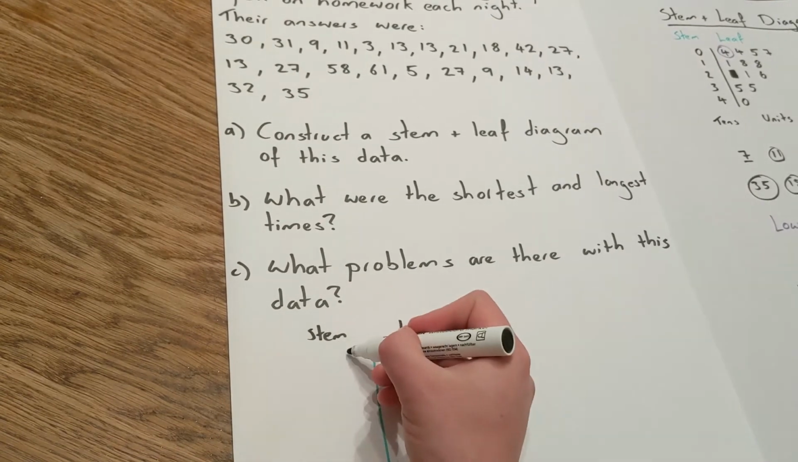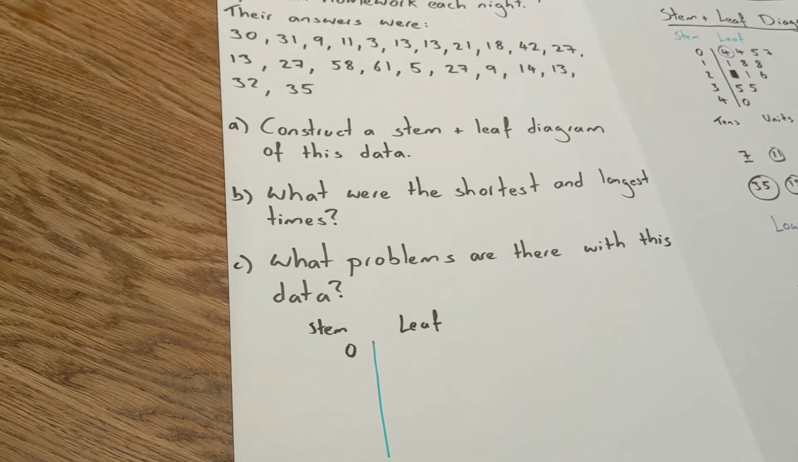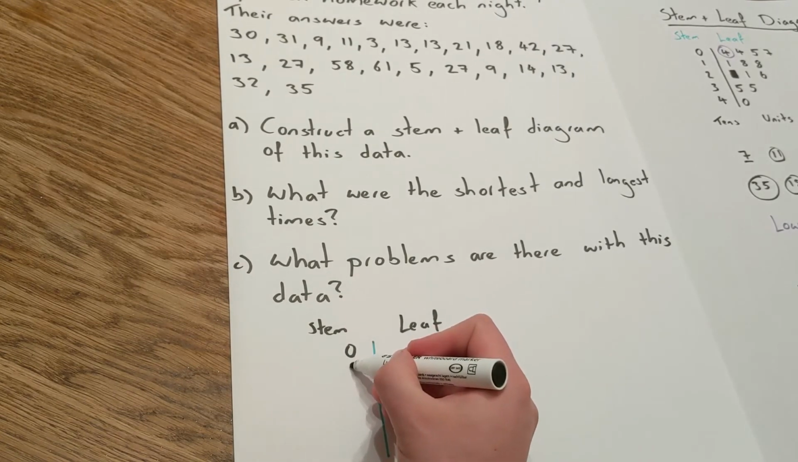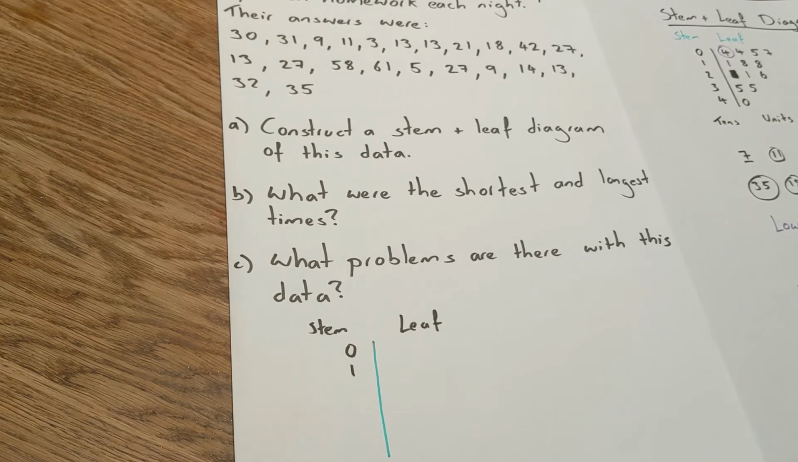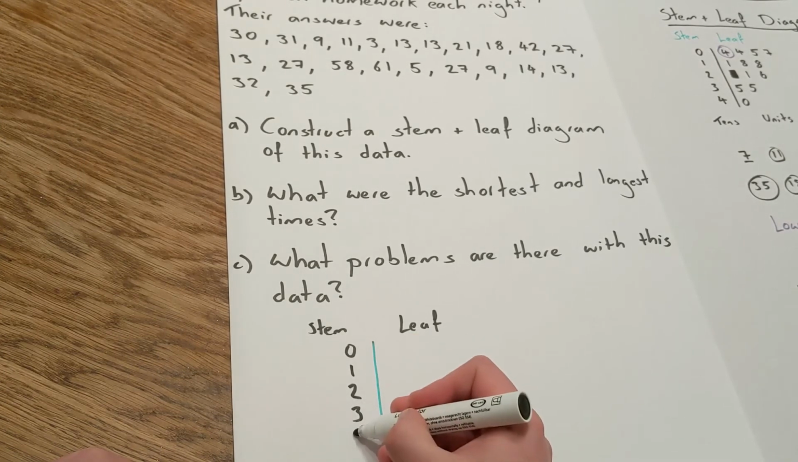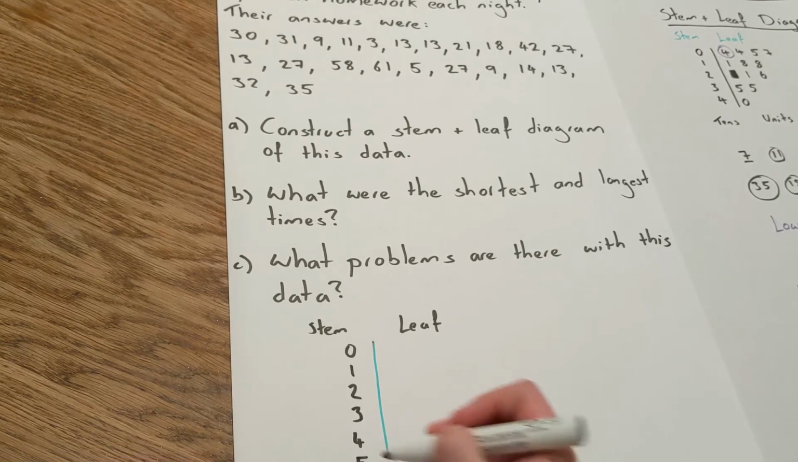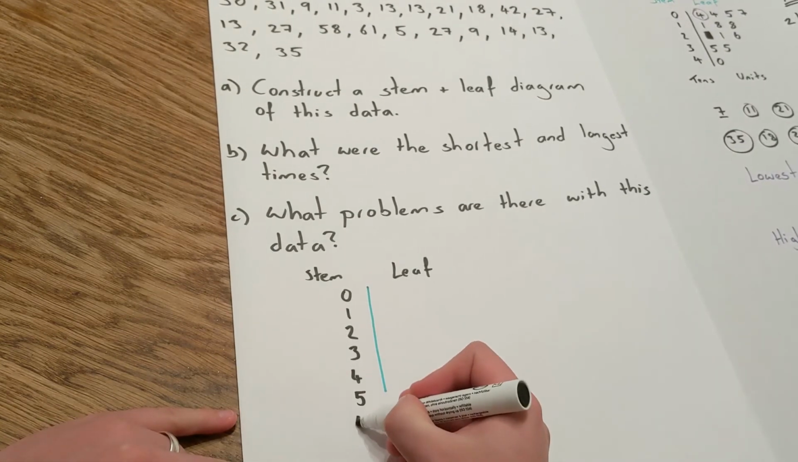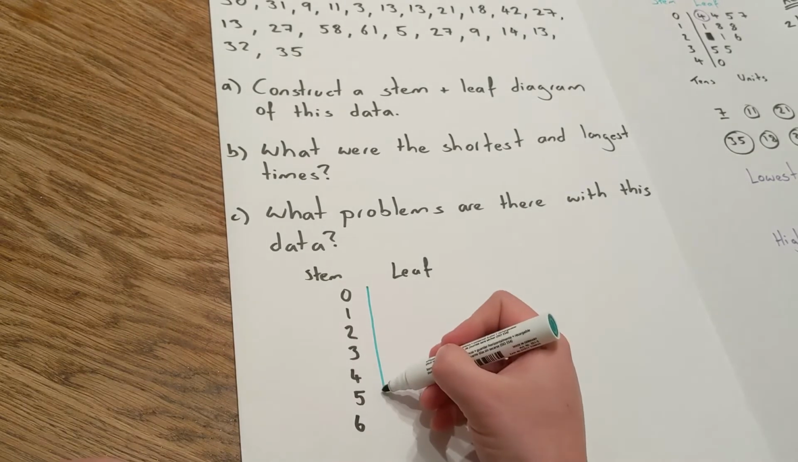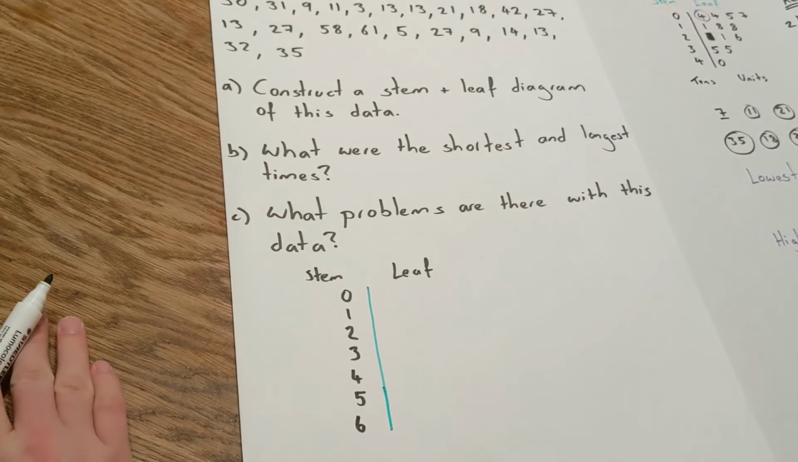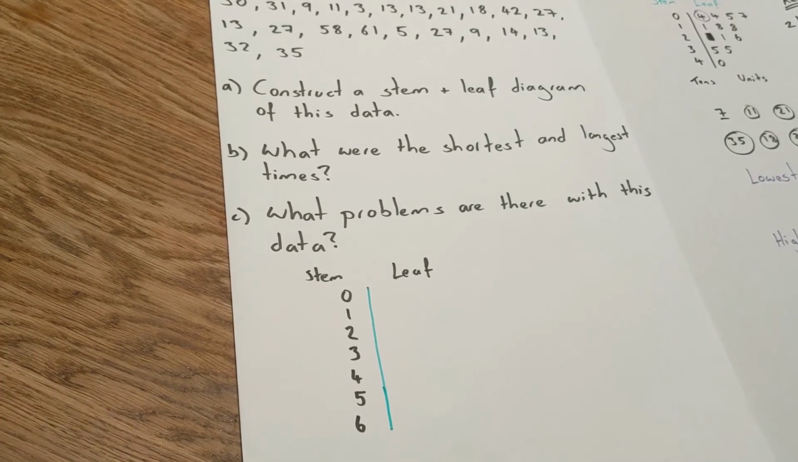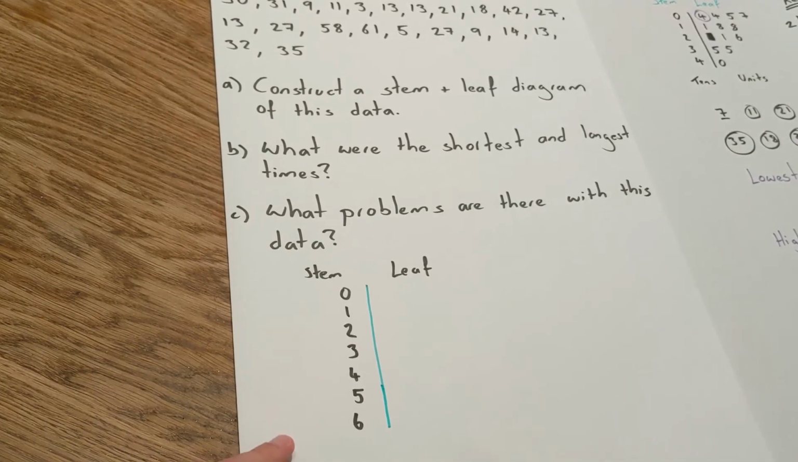So we need to account for something that's got no tens and only units. We need to account for something that's got 1 ten, so that's anything from 10 to 19. Anything with 2 tens, so 20 to 29. Anything with 3 tens, 4, 5, and 6. And let me just draw that green line a wee bit longer to fill that in. Okay, so this then is going to account for every little bit of information.